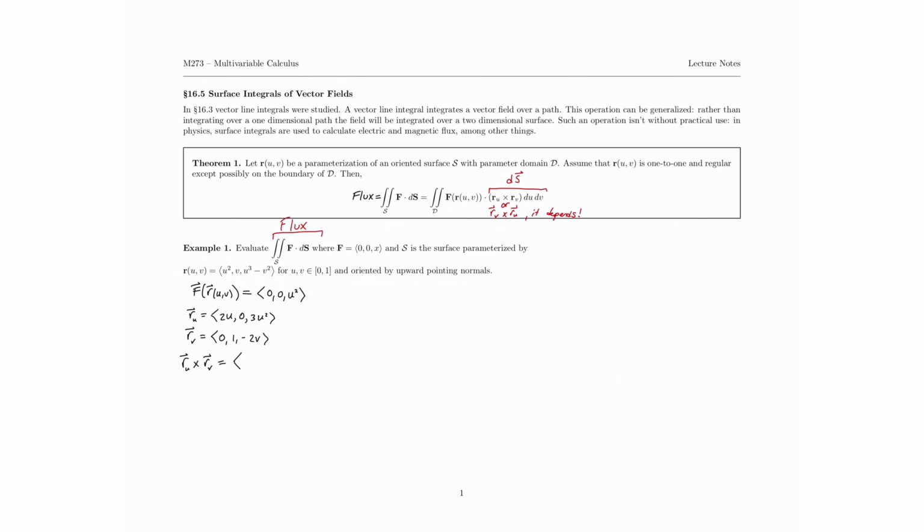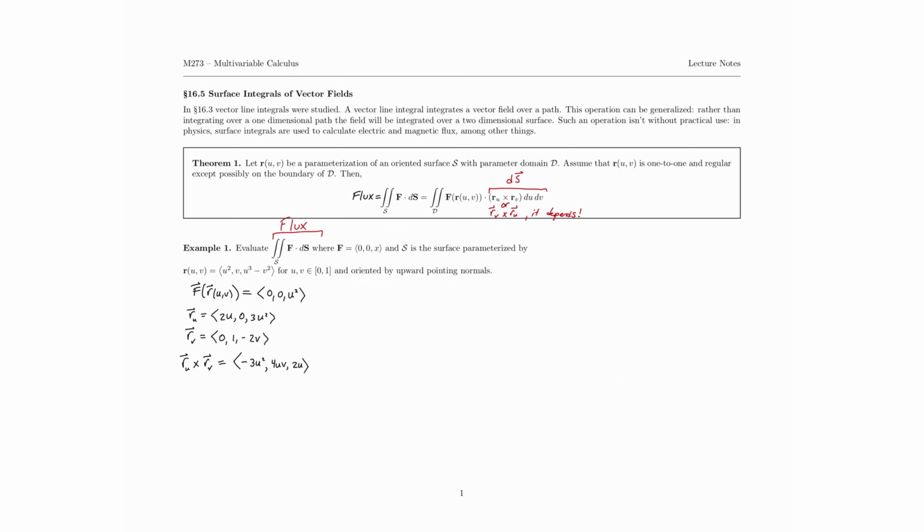And if the normal vectors are not upward pointing, we can just go back and correct it by choosing to cross them in the opposite order. So r_u cross r_v, if we go ahead and do that cross product, we will get negative 3u squared, 4uv, 2u.